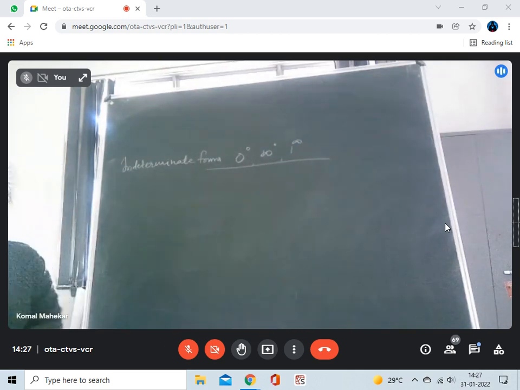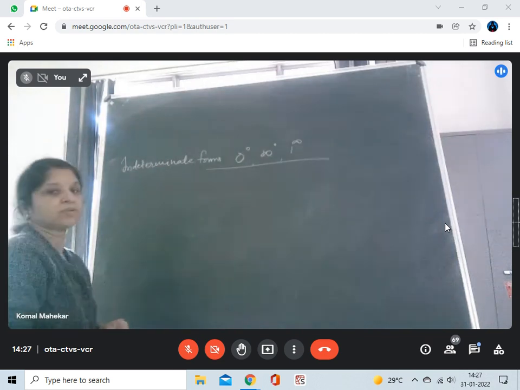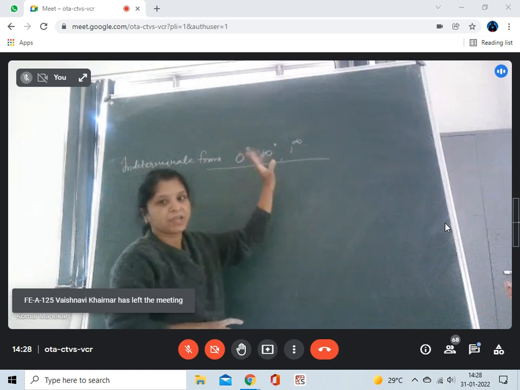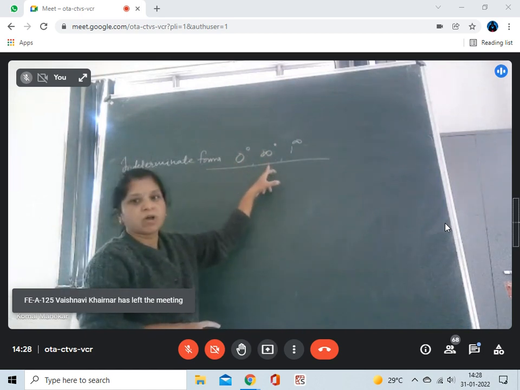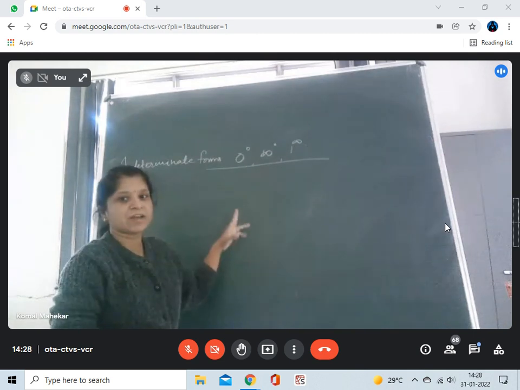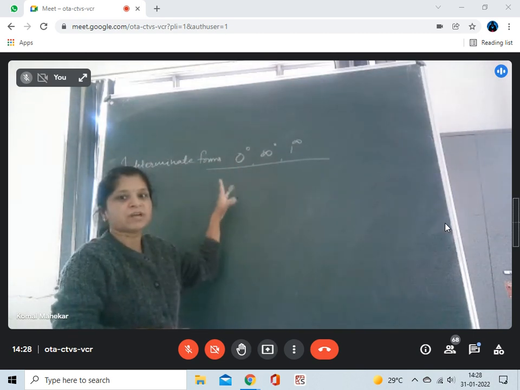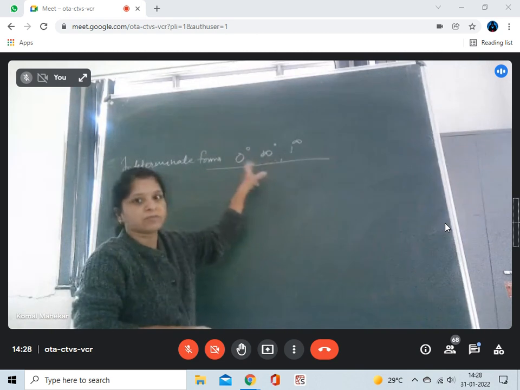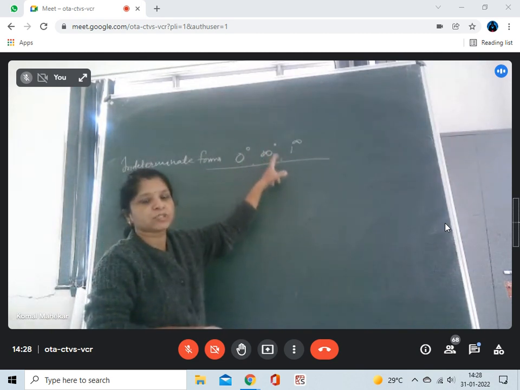The next 3 forms are 0 raised to 0, infinity raised to 0, and 1 raised to infinity. So these are the 3 forms. The procedure for solving these 3 forms is similar.